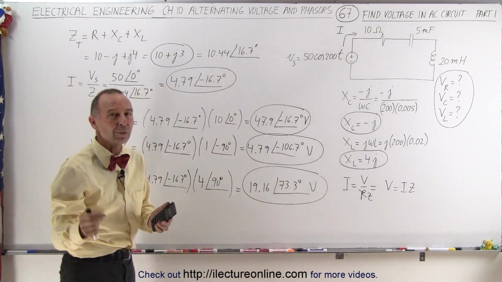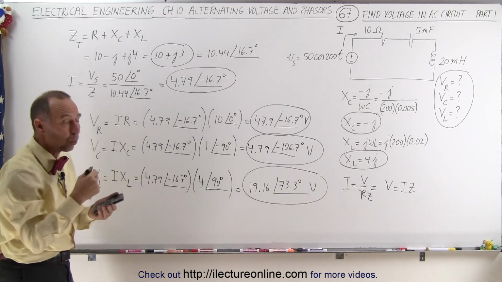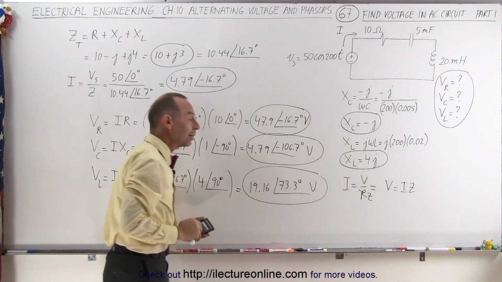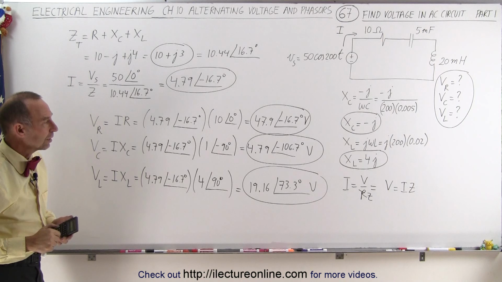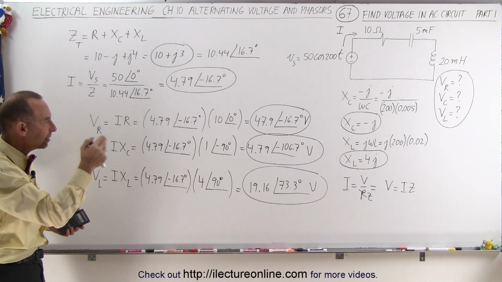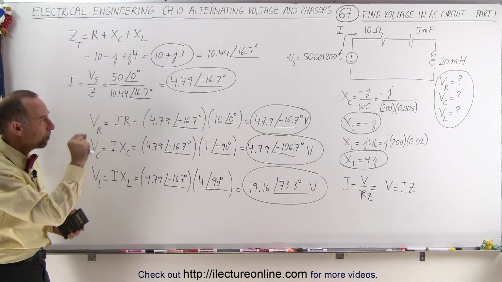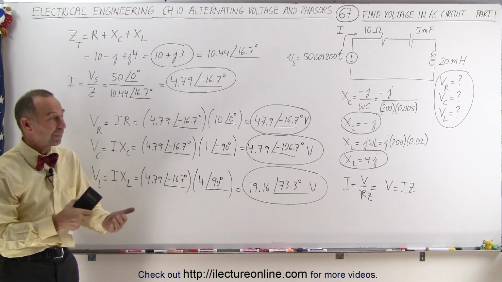Matter of fact, we're going to do another video on that, our next video, to show you how the three voltages will indeed add up to 50 volts if you take into account that they occur at different points in the phase. But at least at this point you can see how to actually calculate the magnitude and the phase angle of each of the voltages across the three components in an AC series circuit. And that's how it's done.